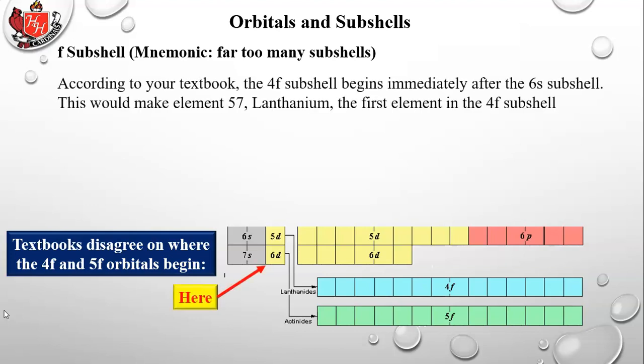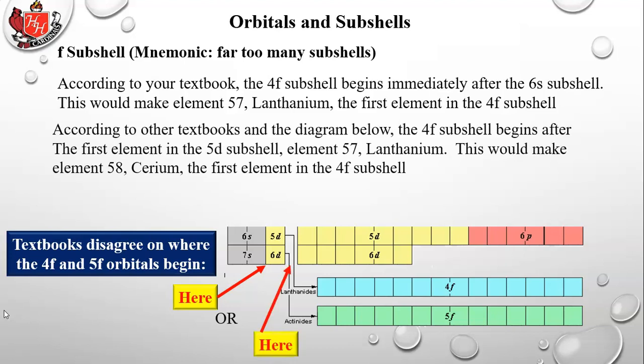So according to your textbook, it's different. The 4f subshell begins immediately after the 6s subshell. This would make element 57, lanthanum, and again you should be looking at your periodic table, the first element in the 4f subshell. So your textbook says that the f rows go where that arrow is pointed, in between the s subshell and the very beginning of the d subshells there.